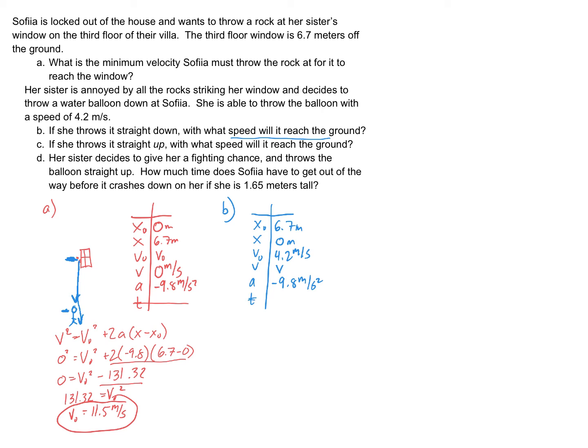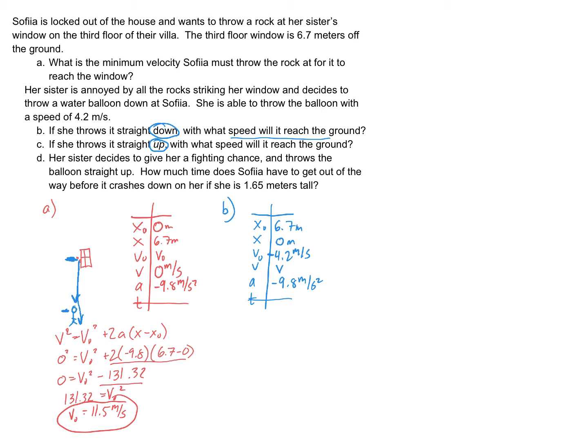So we don't need the time here. We'll go ahead and ignore the time. And my initial velocity, I'm going to make that a negative 4.2. The reason why is because she's throwing it down, so that initial velocity should be negative. That's going to be important because the next question asks, well, what if she throws it up? And so we'll need to do the same thing with a positive. We can go ahead and put in some numbers here.